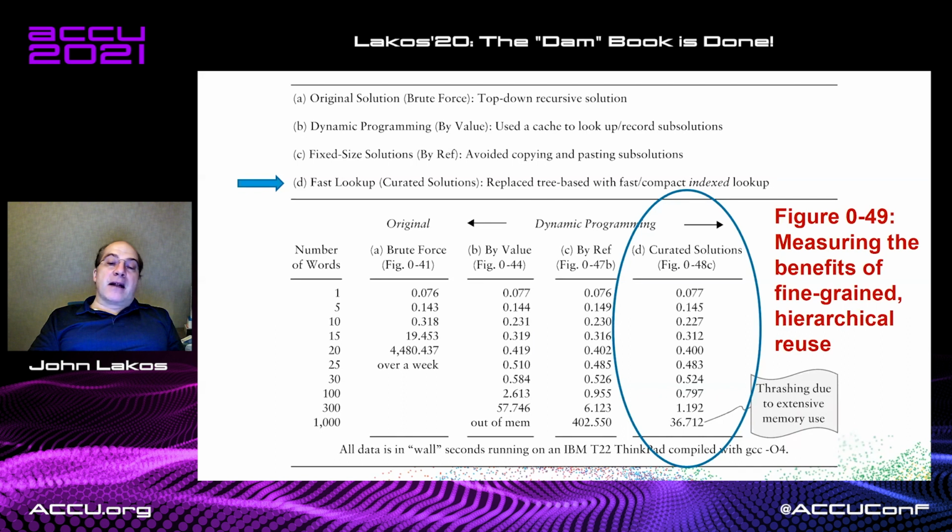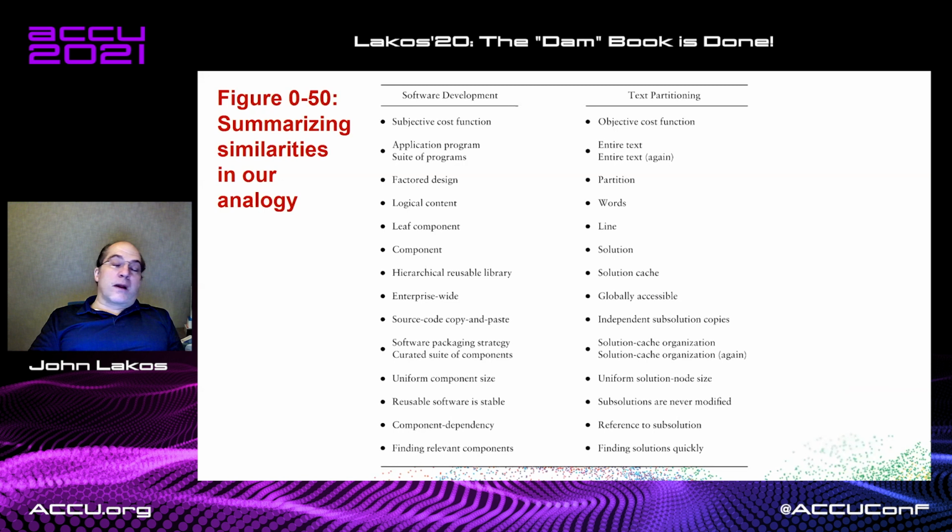I found the analogy between text partitioning and program partitioning to be striking, because they have the same properties, and yet one of them reduces to a mathematical formula, whereas the other one doesn't. So just to go over what I'm talking about: you have a subjective cost function versus an objective cost function. You have an application program and a suite of programs, and the entire text, which is again just a big problem.